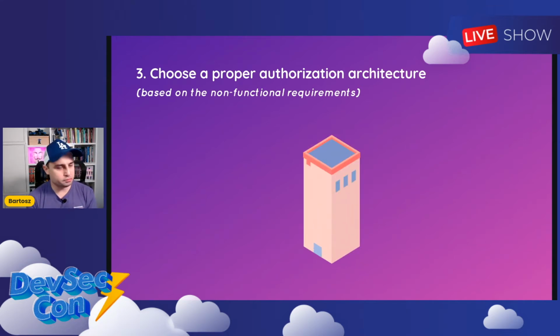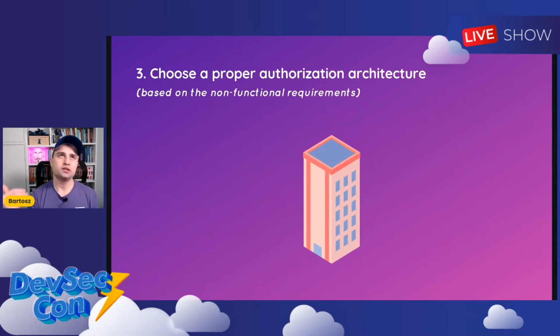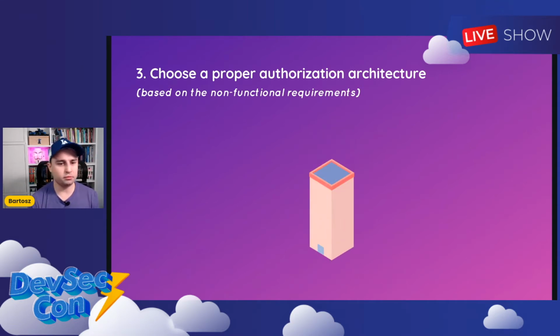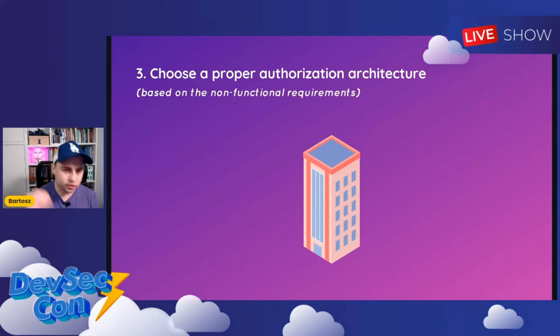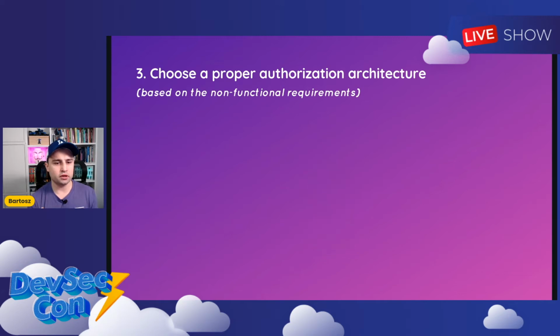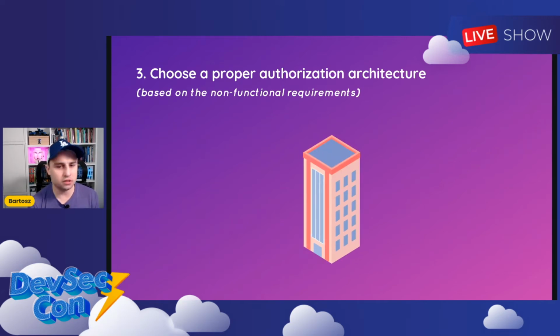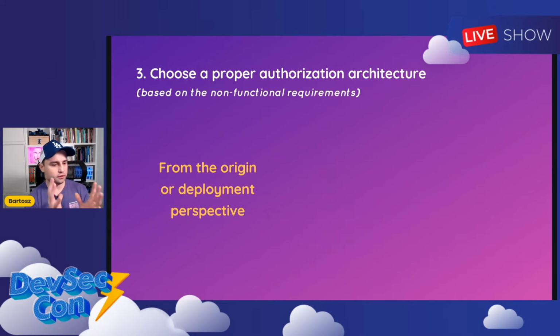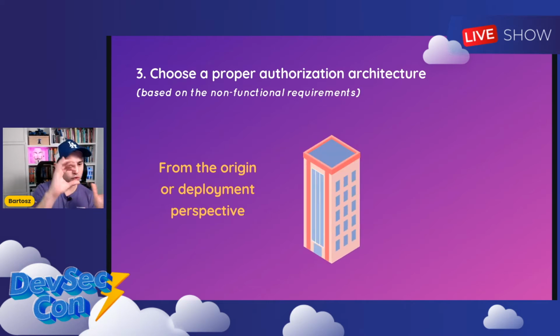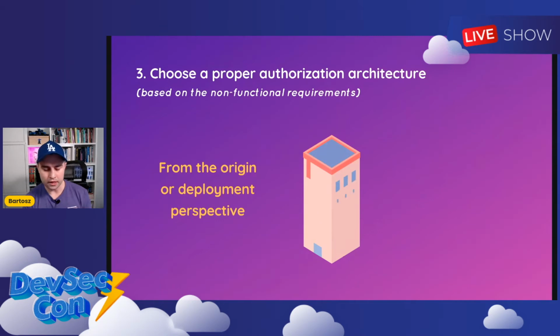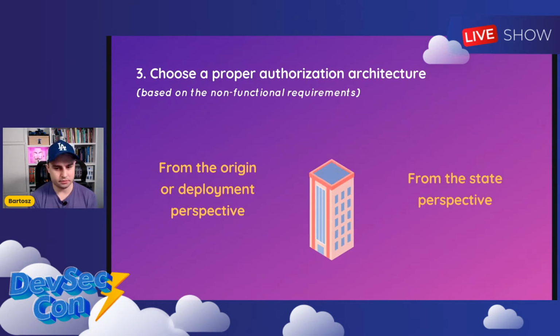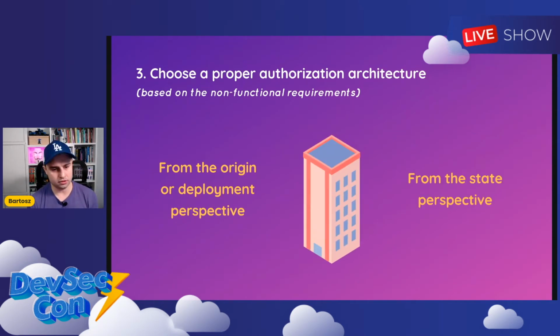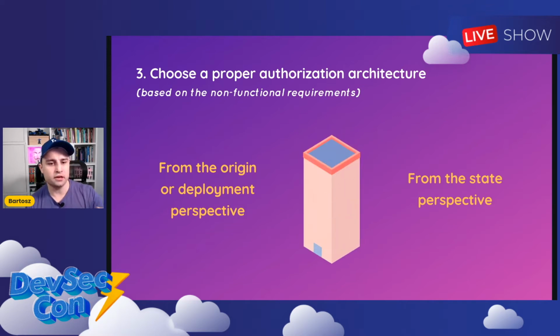So we are on the basis, and now we continue our steps. And this one is pretty crucial because it drives then the subsequent technical steps that are extremely important, which I call choose a proper authorization architecture. And the decision has to be made mostly based on non-functional requirements. What I mean by that is, first of all, there is one perspective from the origin or deployment point of view, and another one is from the state perspective.